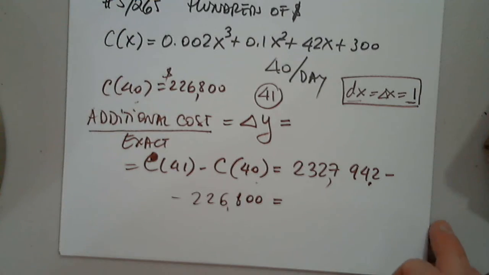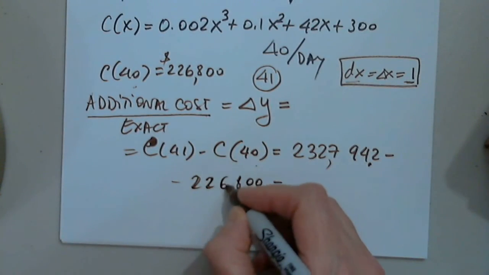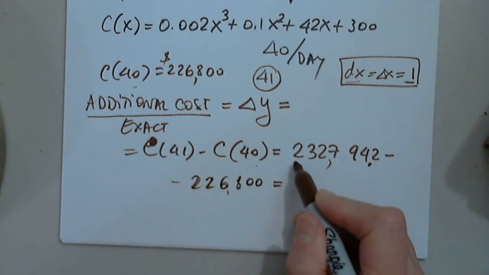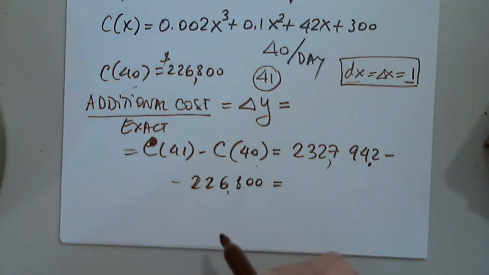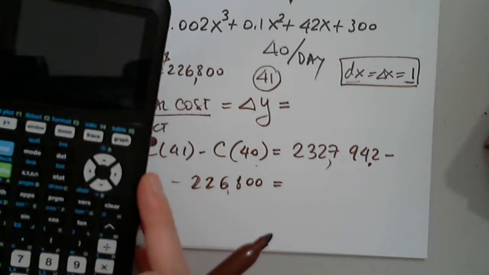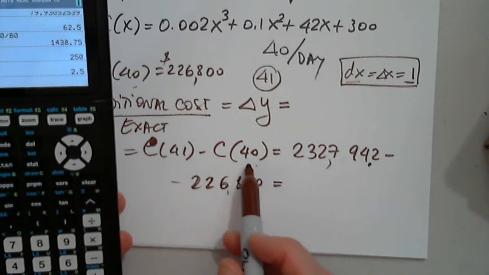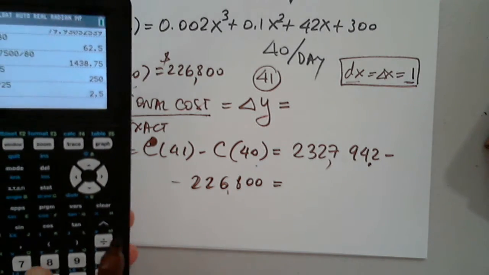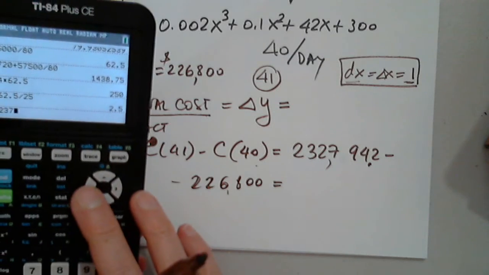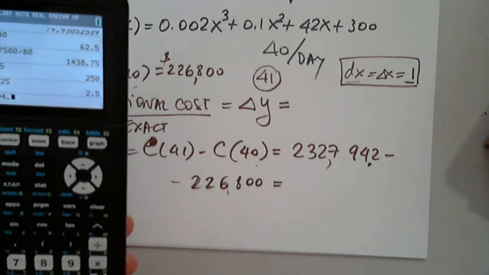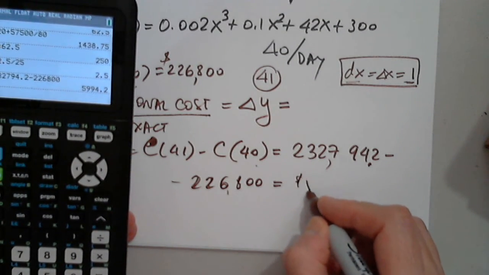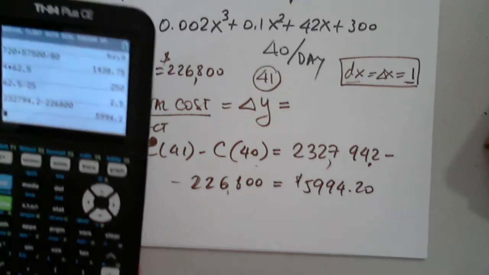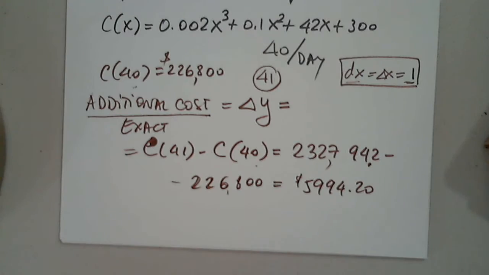So let me stop sharing. So this is the difference: 232,794.2 minus 226,800. That is the additional cost for producing 41 a day instead of 40. So 232,794 minus 226,800 is 5,994.20. Okay, let's take a look at part C. Any questions so far?